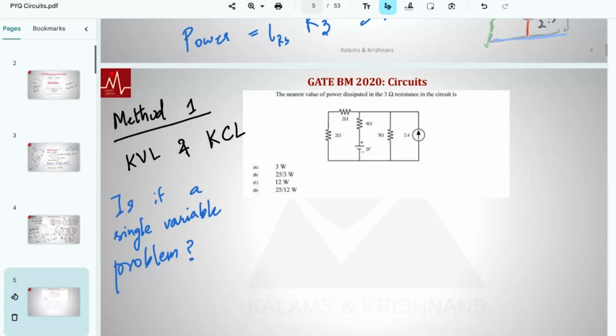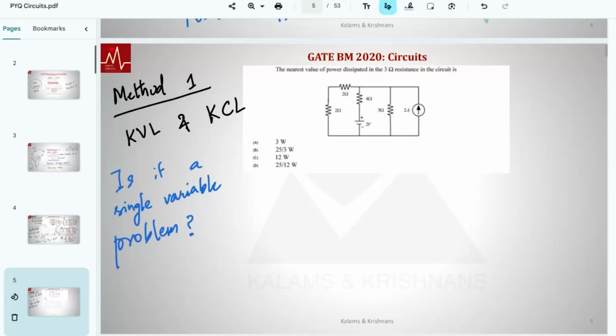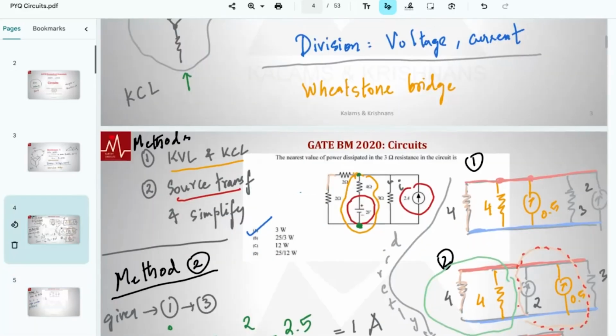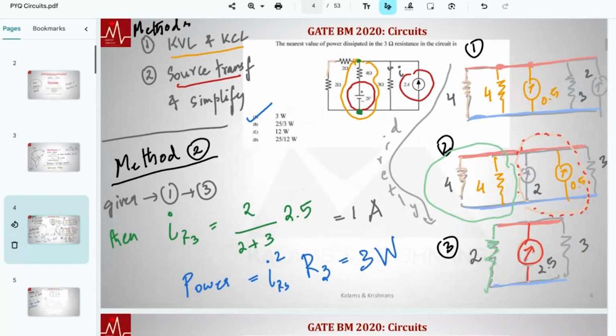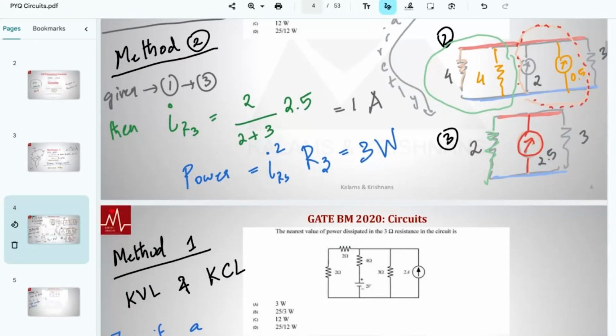So to find that one unknown, you have to write one equation. Source transformation, then no. We already did source transformation. Even before source transformation, there is only one unknown. So just in case you are confused, it doesn't hurt to ask this one question.